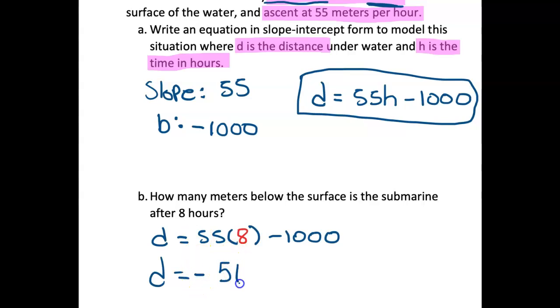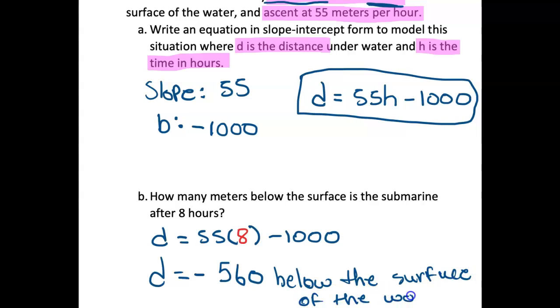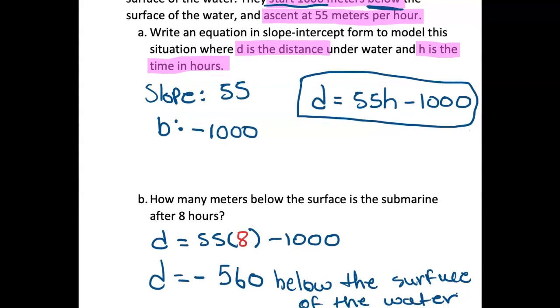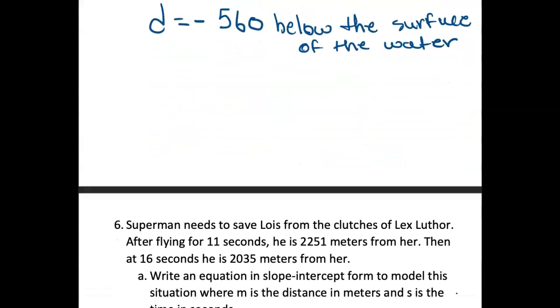It's negative because they're still below the surface of the water. That's why we're using the negative for distance. Below the surface of the water, that's what the negative represents. Now we can actually have a negative distance.